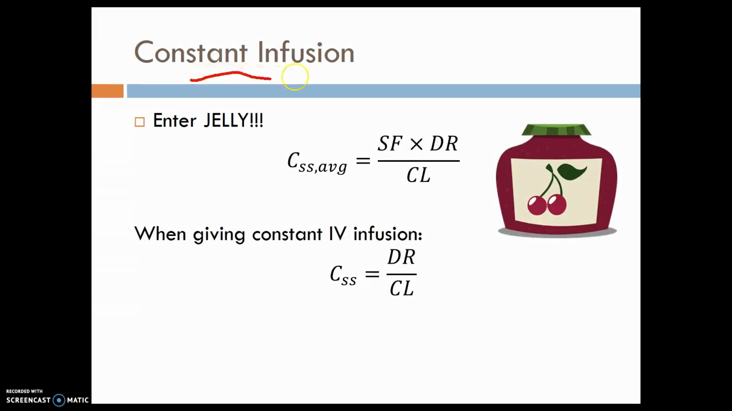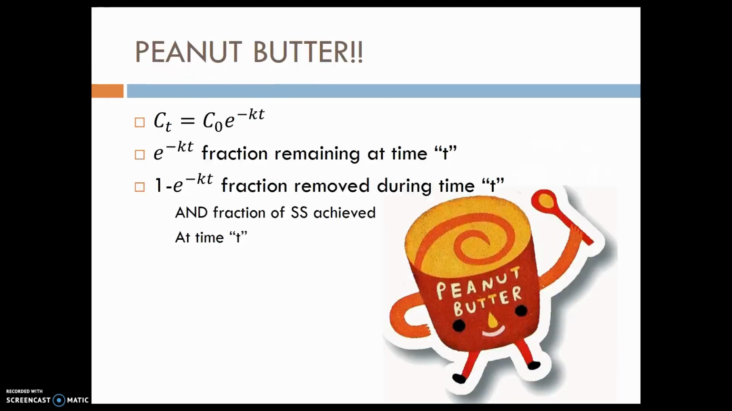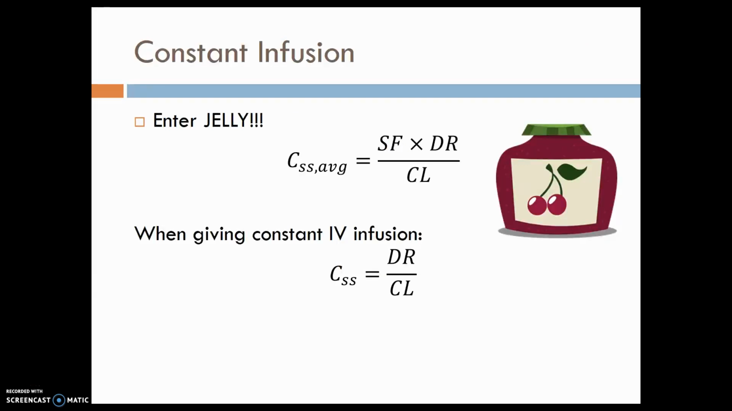All right, what if we're talking about a constant infusion? So we talked about single doses here. Here's when we're doing repeated doses. And now finally, what if we're giving a constant infusion? Here's where we talk about our Css equation. So it's bioavailable dose rate over clearance. Also, if you have to account for a salt form, you can put that in this equation too.